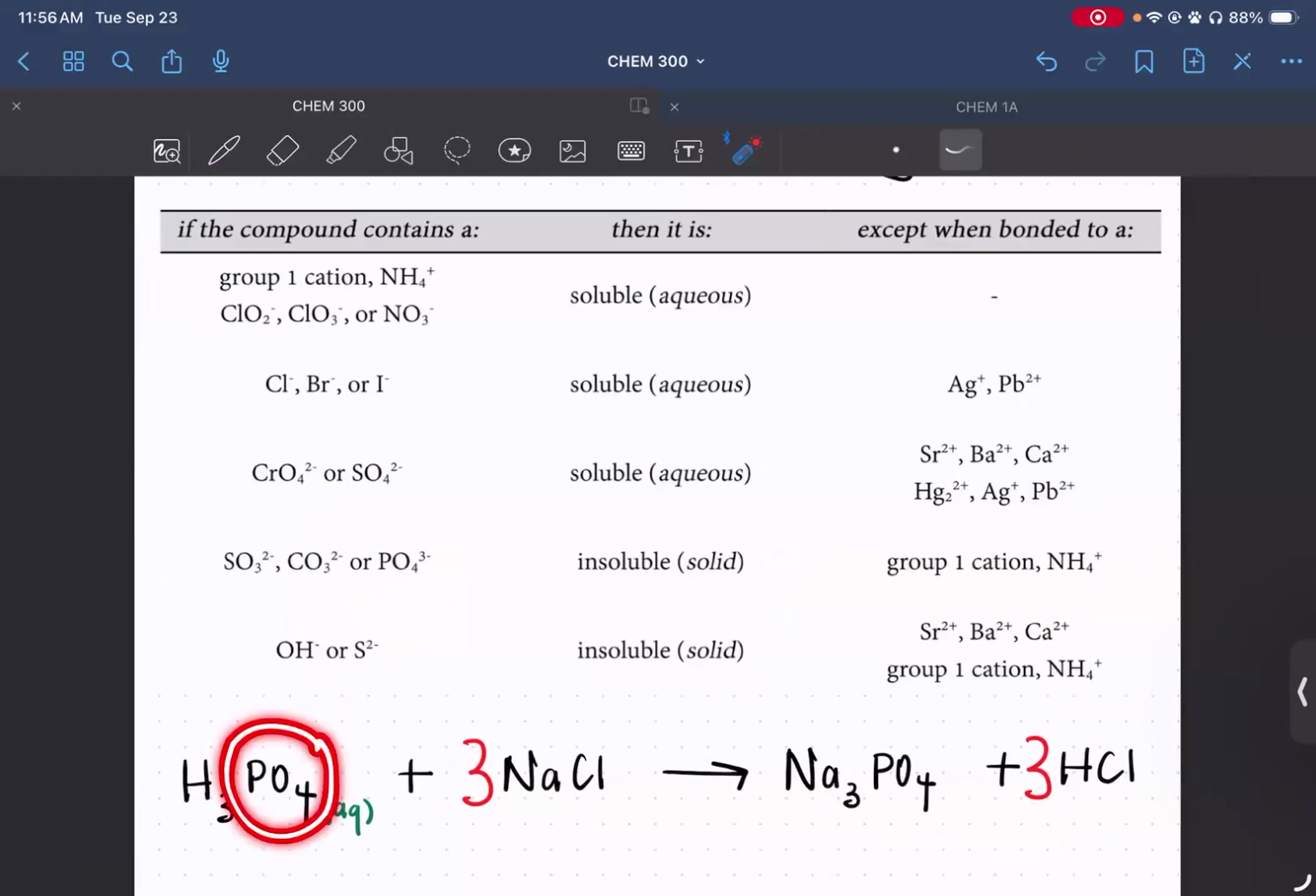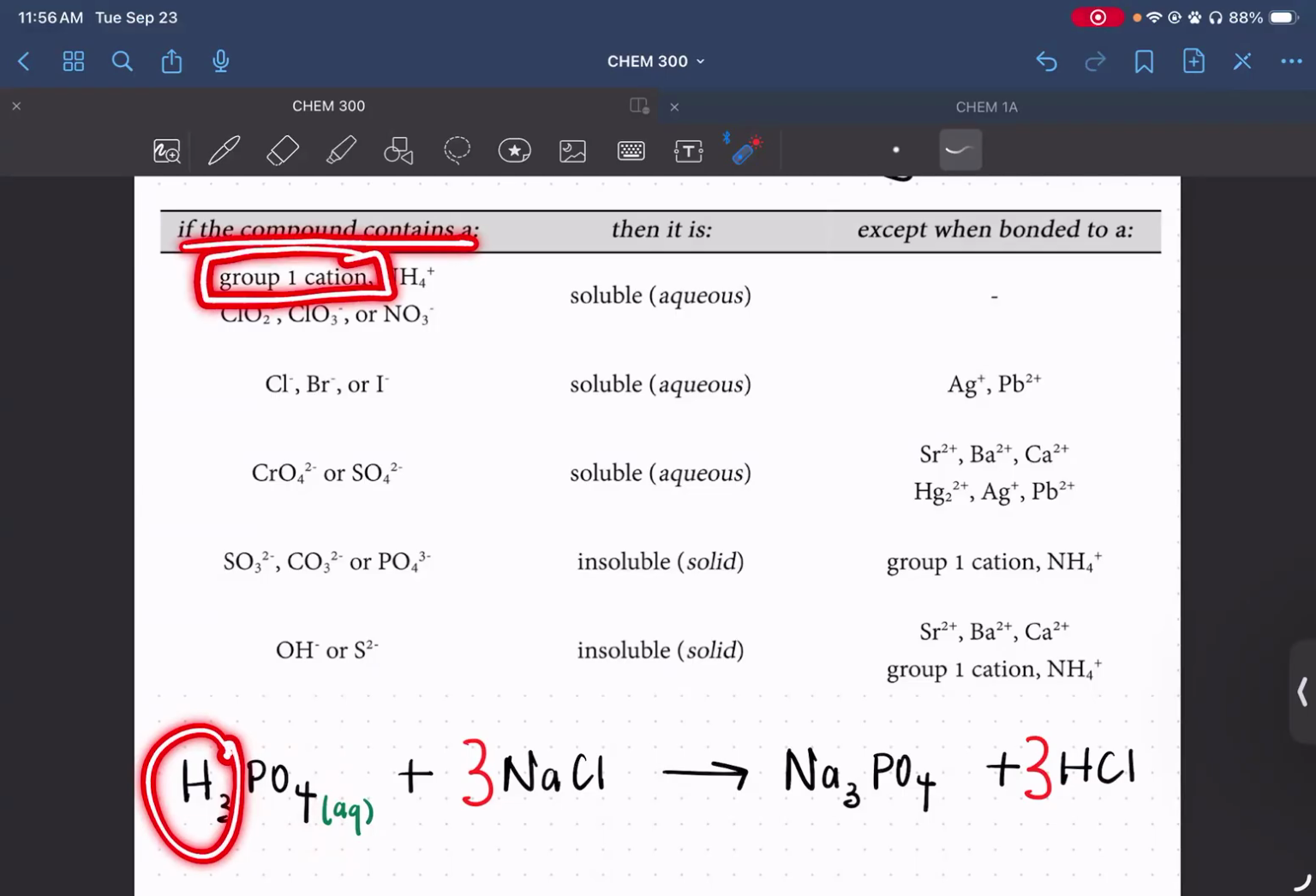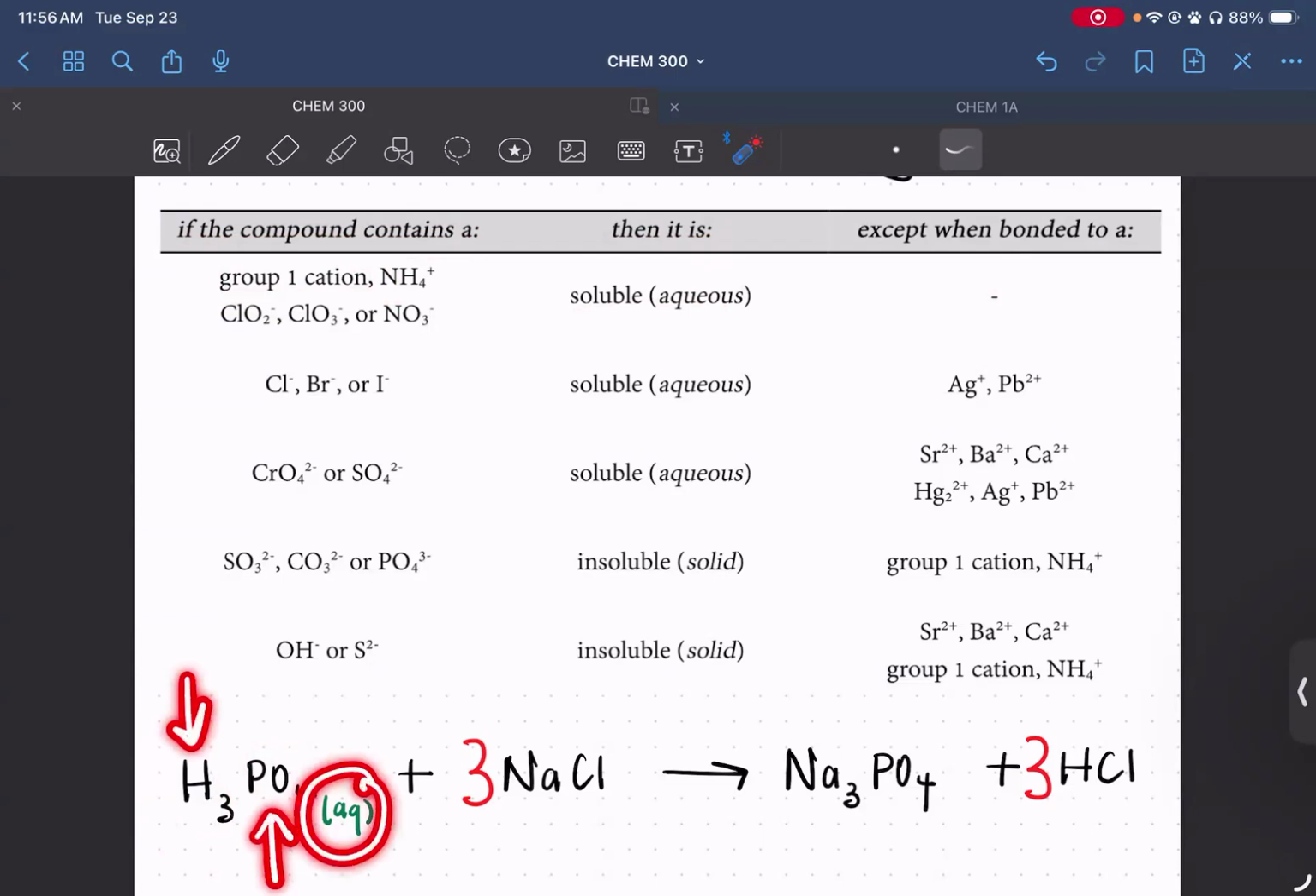I, of course, deduced this using the PO4. But you also could have deduced the answer by looking at the hydrogen. If the compound contains a group 1 cation, then it is soluble, no exceptions. So whichever perspective you used, you would arrive at the same answer, aqueous.